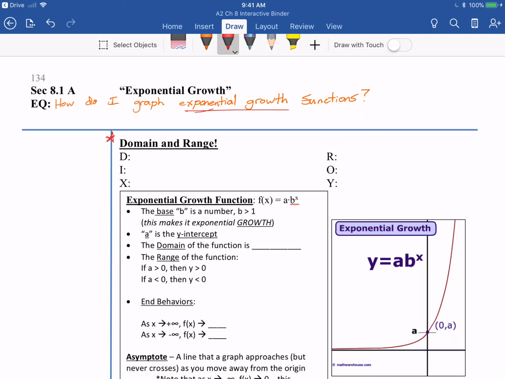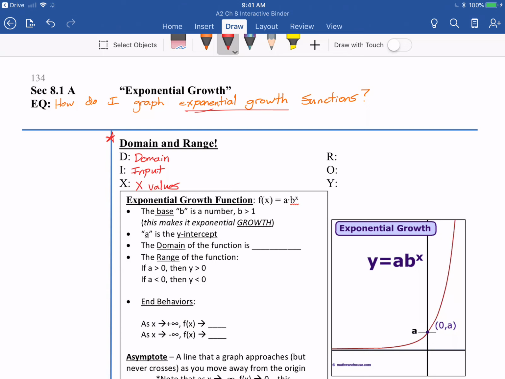Alright, and the way that I like to remember domain and range is Dix and Roy. Yes, laugh all you want, we're mature enough, Dix and Roy. D-I-X and R-O-Y. That's how I remember what domain and range are. Domain, D obviously stands for domain, is the input values, and it is the X values. Alright, so that is the domain.